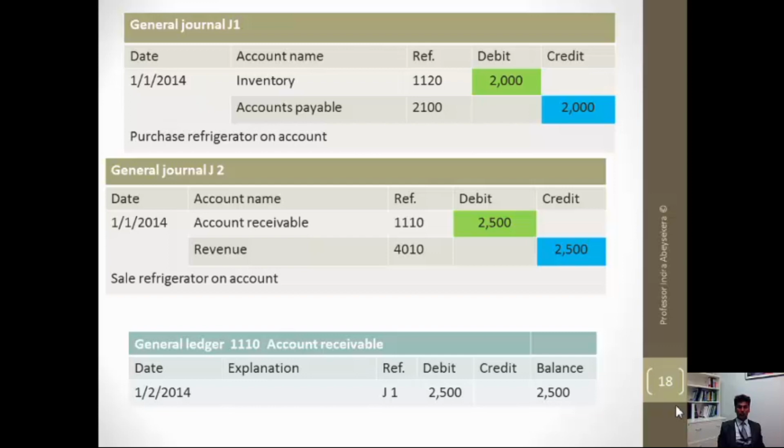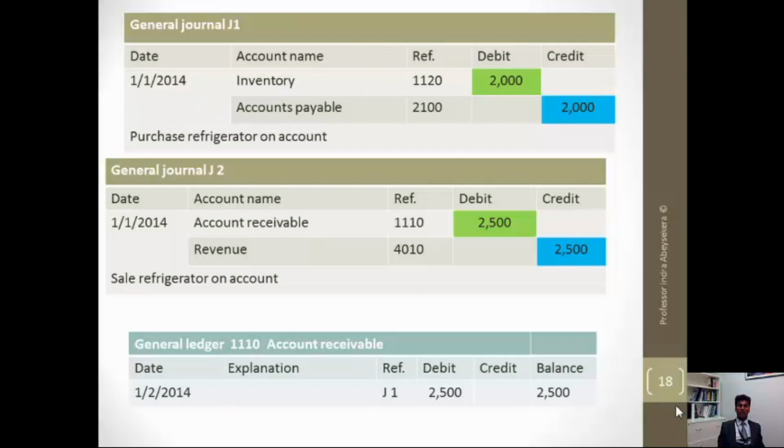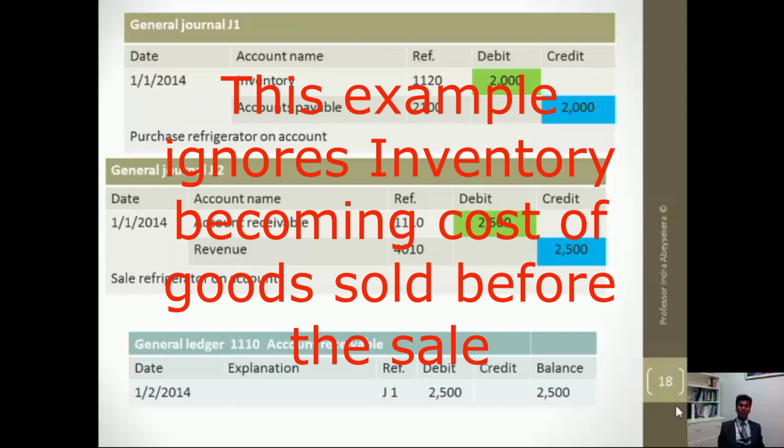Journal entry 2. The company sold it. They gave the product away. That's revenue. They gave it. Credit, 2,500. The company will receive money. Accounts receivable, not cash. Will receive money. Accounts receivable, 2,500.